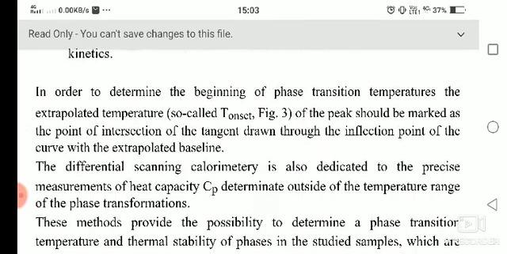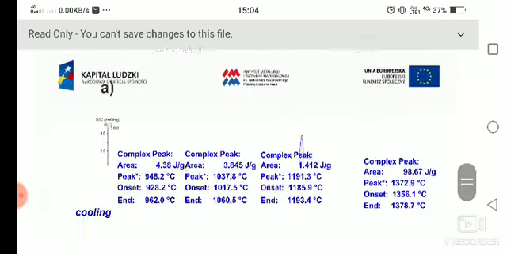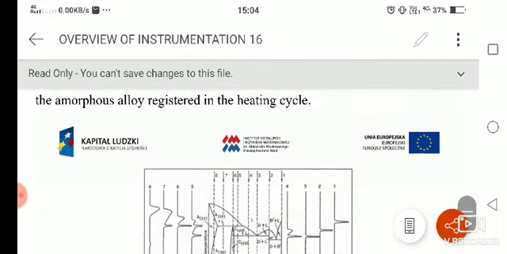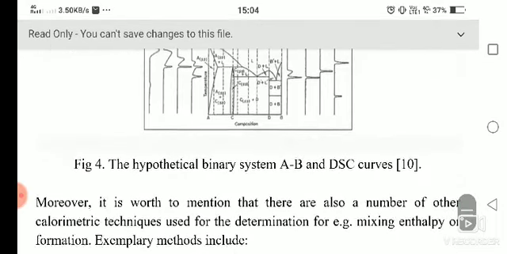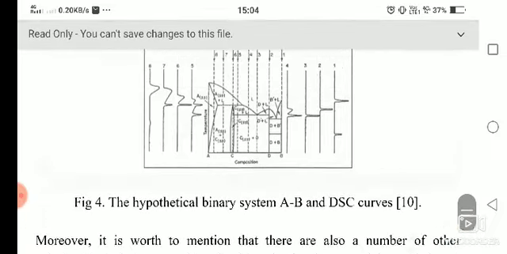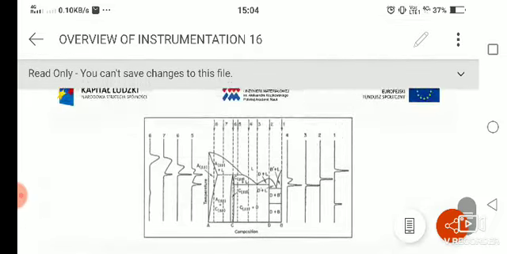In order to determine the beginning of the phase transition temperature, the extrapolated onset temperature of the peak should be marked as the point of intersection of the tangent drawn through the inflection point of the curve with an extrapolated baseline. The hypothetical binary system AB and DSC curve is shown in the figure. This is how our differential scanning calorimetry curve looks like.